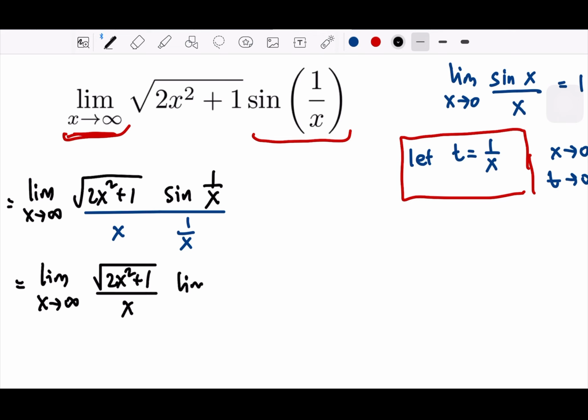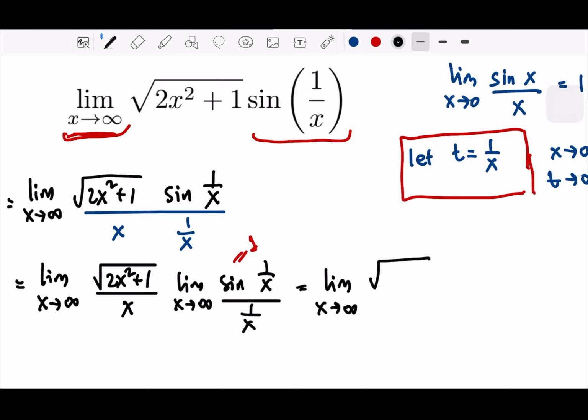And the other one will be sin(1/x) over 1/x. This part is equal to 1. So this is perfectly equal to just a normal limit at infinity.